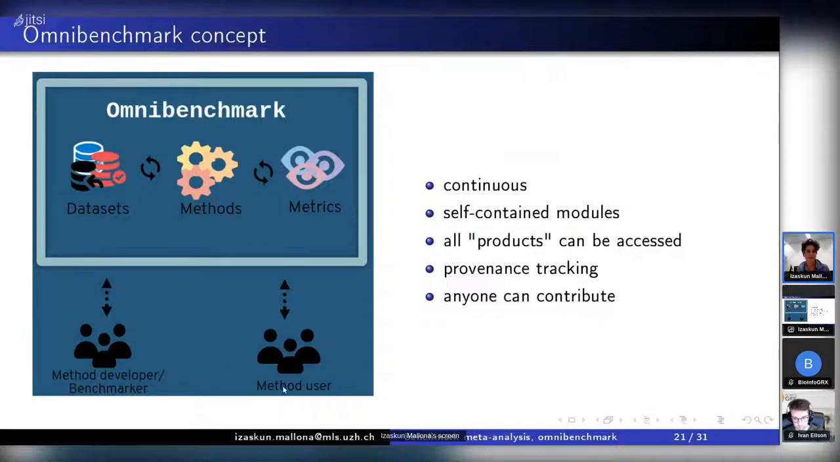And also, we consider method users to be one of the audience we might have. The people deciding, I need to use this method or that method, given my particular data or my particular computational needs, right? And we really devoted a lot of effort into openness and provenance tracking, meaning what derives from where, and in the fact that anyone can contribute.